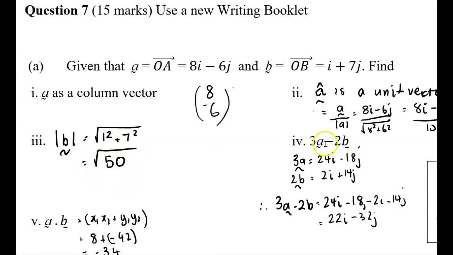Okay, 4, 3a minus 2b. We're basically just timesing the vector A by 3. So that would be 24i minus 18j. Timesing the vector B by 2, 2i plus 14j. And then we just want to subtract them. So our resultant vector is 22i minus 32j.